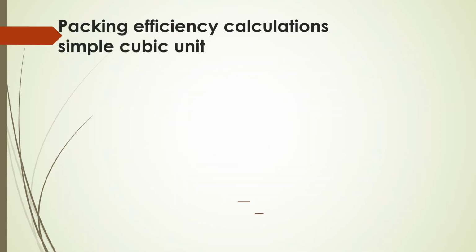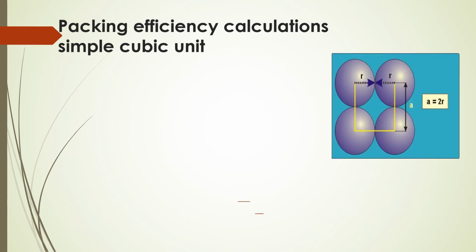Then packing efficiency calculation for simple cubic unit. This is a simple cubic unit cell having 8 atoms; I have shown only 4 in front. The distance between this atom center and the next is a, which equals 2r, since this is one radius and this is another radius. So a is equal to 2r.